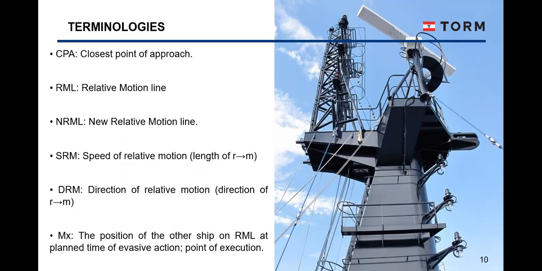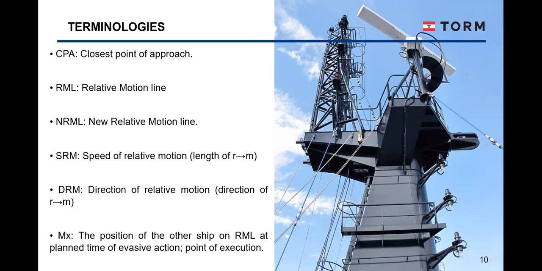Okay, here are the basic terminologies with the radar ARPA itself. CPA, relative motion line, RML, NRML, or the new relative motion line after your alteration of course. And SRM is the speed of relative motion. It's the length of the R to M. It is measured from that triangle. And the DRM is the direction of relative motion, or the R to M itself.